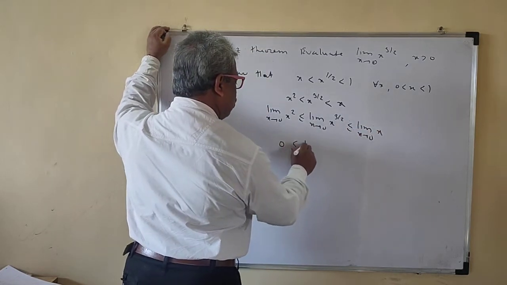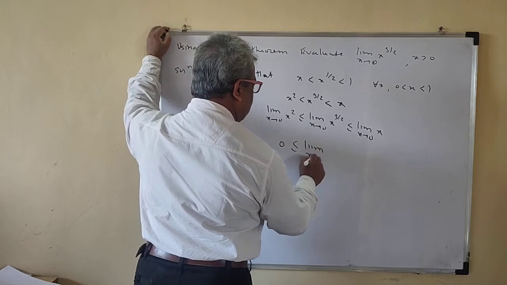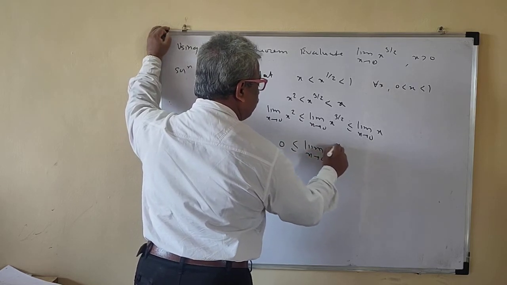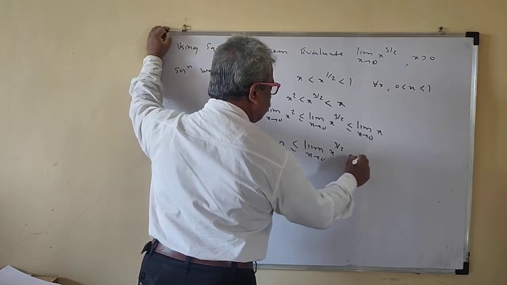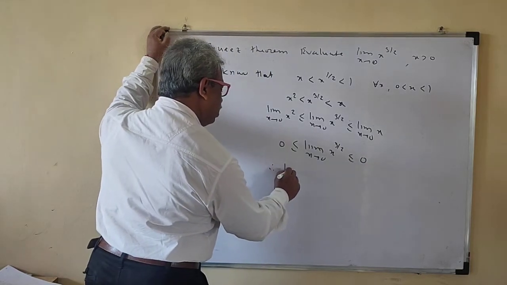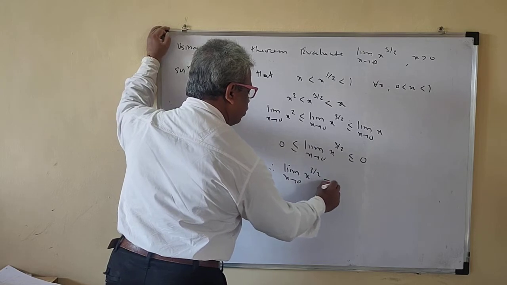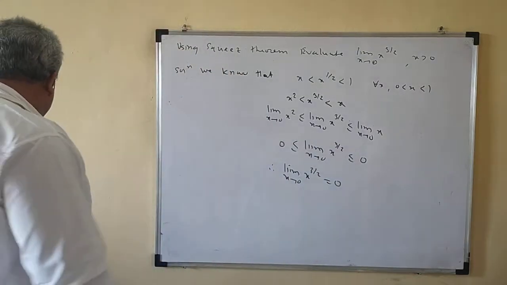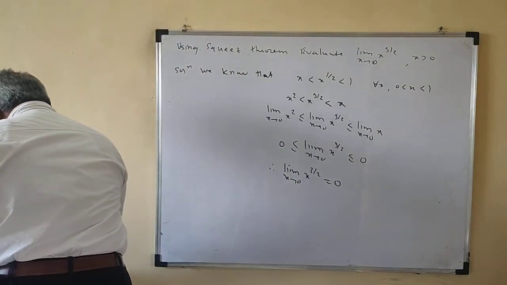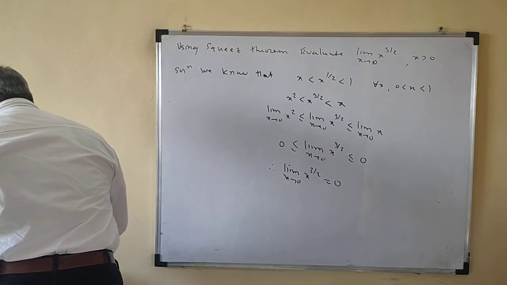So this is 0 less than or equal to limit x tends to 0, x to the power 3 by 2, which is less than or equal to 0. This is by the squeeze theorem. Limit x tends to 0, x to the power 3 by 2 is equal to 0. Okay. Now we take the next problem.